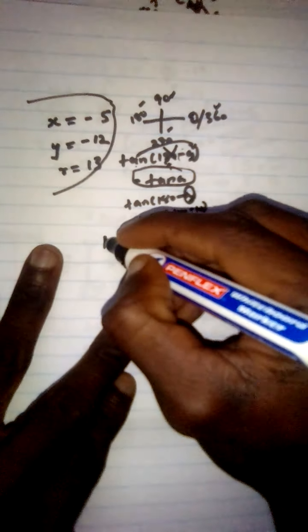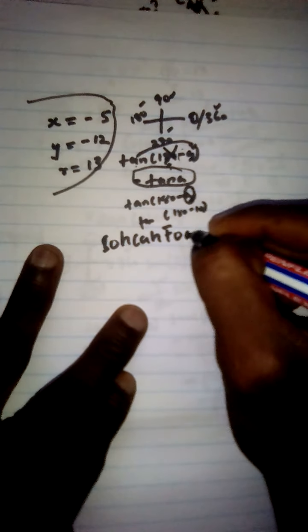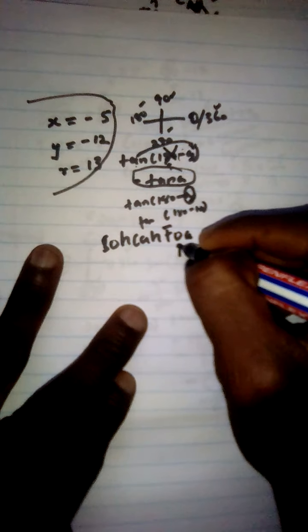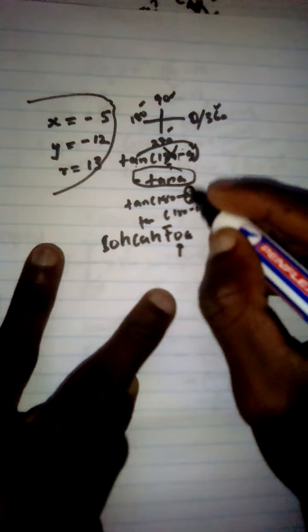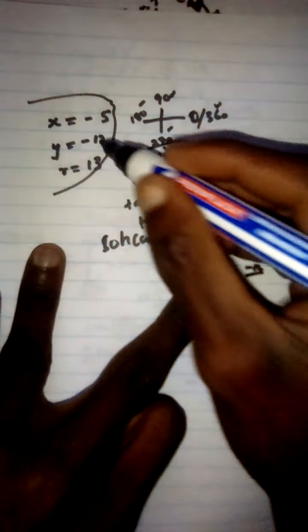Then you apply the definition of tan. Tan, according to SOH CAH TOA, tan is opposite over adjacent. So tan of theta is opposite over adjacent. Opposite represents y, adjacent represents x. Y is minus 12, and then x is minus 5.